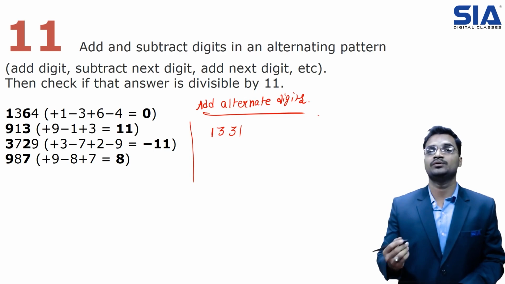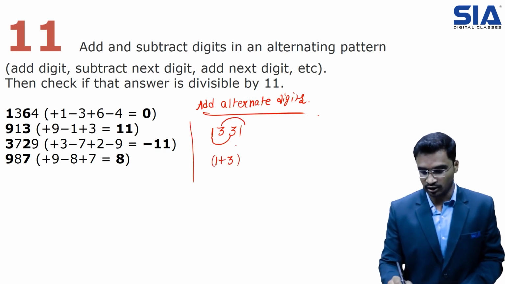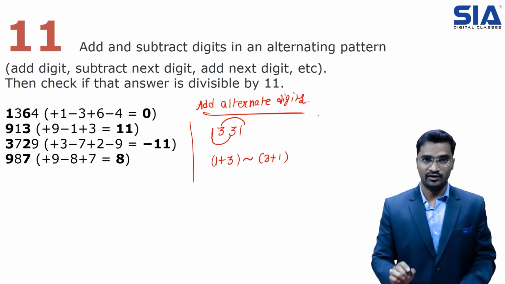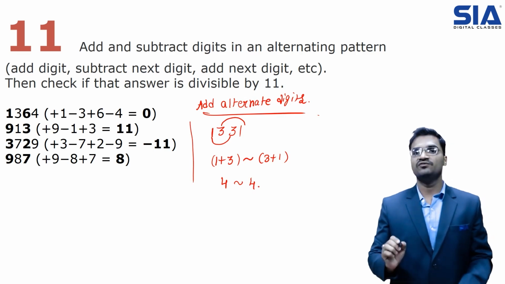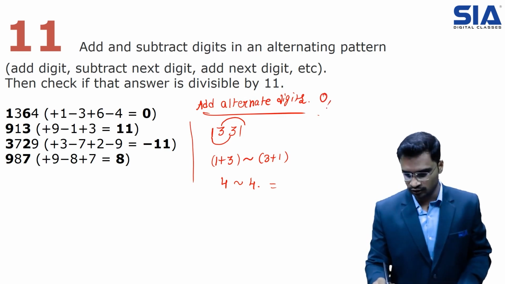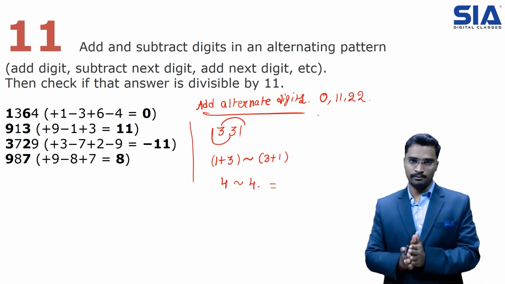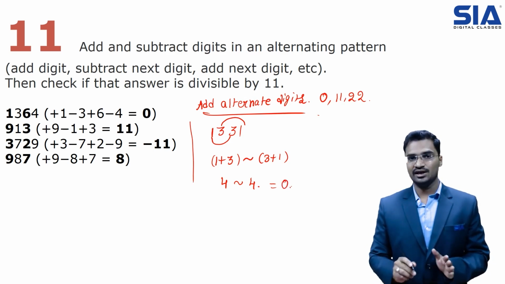What I have to do is add these alternate digits. Now 1, the next alternate digit is 3. 1 plus 3. In the same way, 3, the alternate digit is 1. 3 plus 1. Now I have to find the difference between them. So 4 minus 4. If the difference is 0 or 11 or any multiple of 11, then the whole number is divisible by 11. So 4 minus 4 is 0. So we are getting a value of 0.